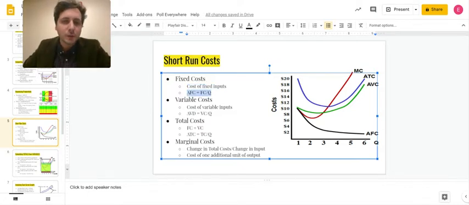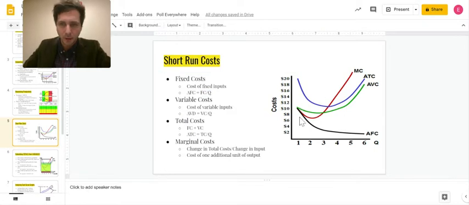Now, our average fixed cost is our total fixed cost divided by the quantity. And so when my quantity rises, my fixed cost doesn't change. So average fixed cost actually gets less and less and less because I'm dividing the same fixed cost number by a growing quantity. So we can see that right here on the graph. As you see, average fixed cost getting closer and closer to our x-axis because we're dividing the same fixed cost by a growing quantity.